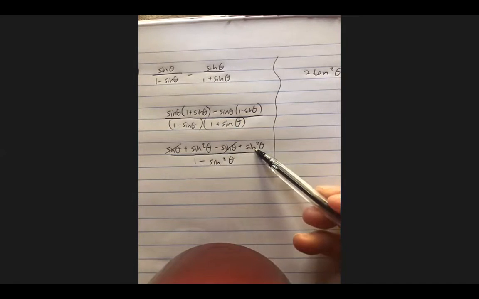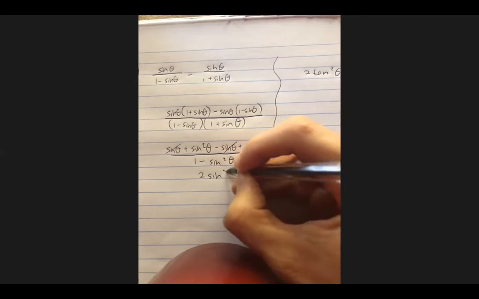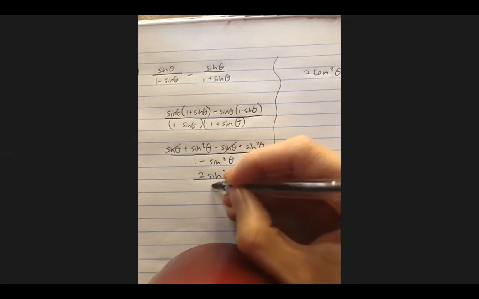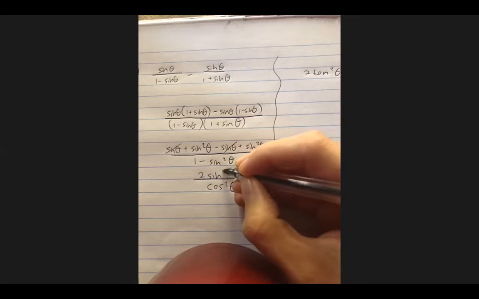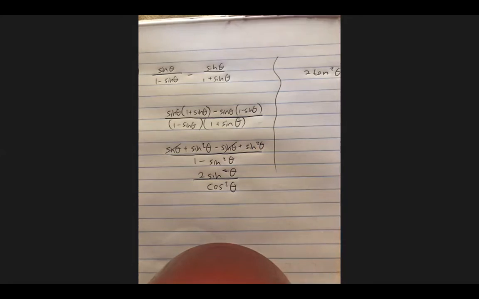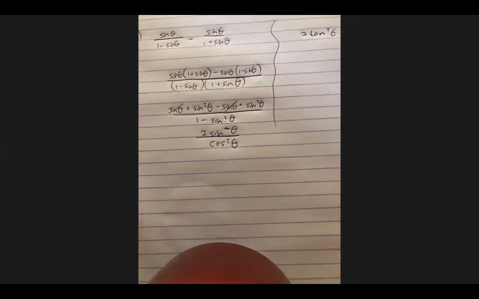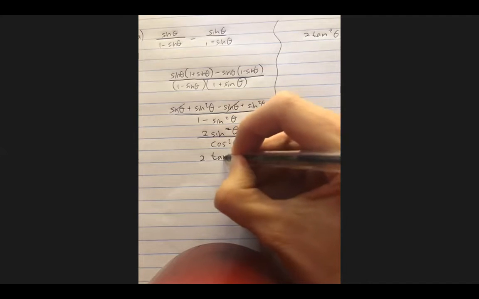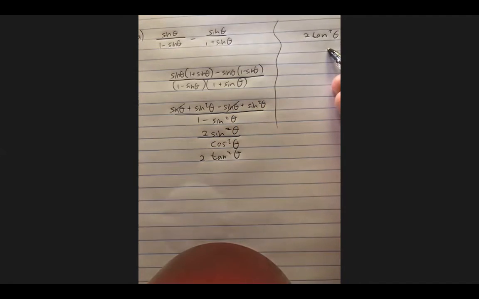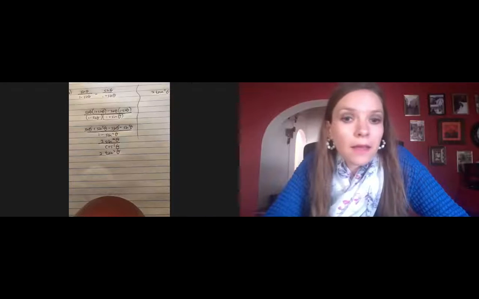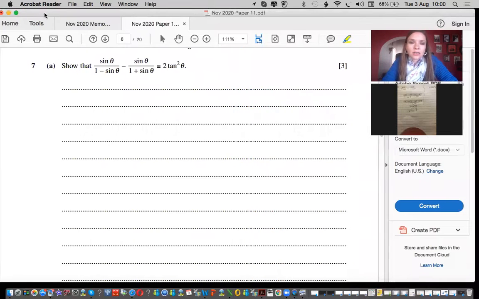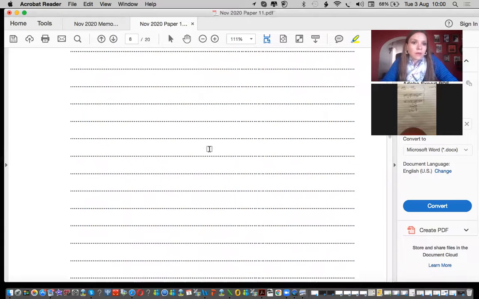So then add your like terms. This will become 2 sine squared theta over, if you remember your identities correctly, 1 minus sine squared becomes cos squared. Excellent, because then sine squared plus cos squared, another identity that's on your formula sheet, by the way, sine over cos becomes tan. So then this becomes 2 tan squared theta. Confirm, left-hand side, right-hand side. Sorted. I love trig. This was very easy. Also just want to see how many marks we got for that. Yes, we got 3 marks. Okay, that was easy, 7a.